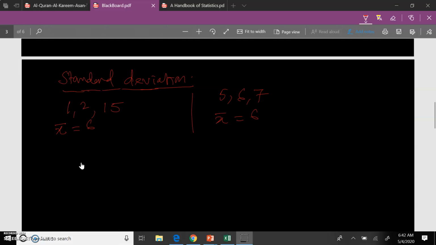So the question comes to mind: we have seen that this data set has more spread and this data set has less spread, right? How are we going to compute that spread? We want to compute how much spread there is in the data. We want to quantify this.